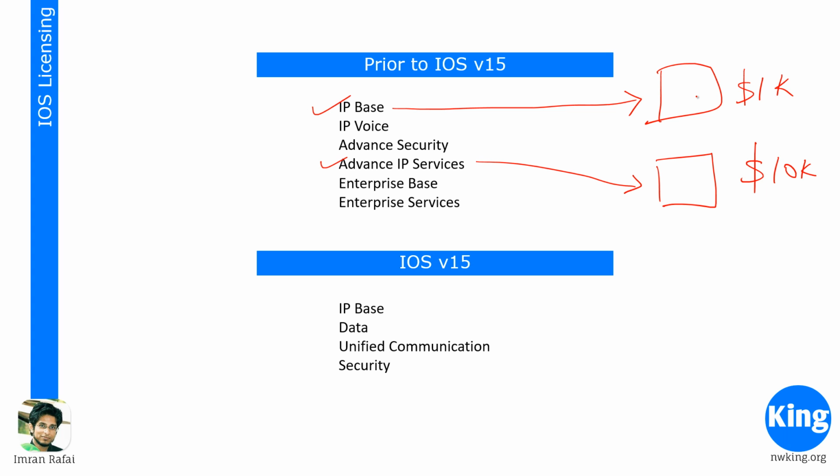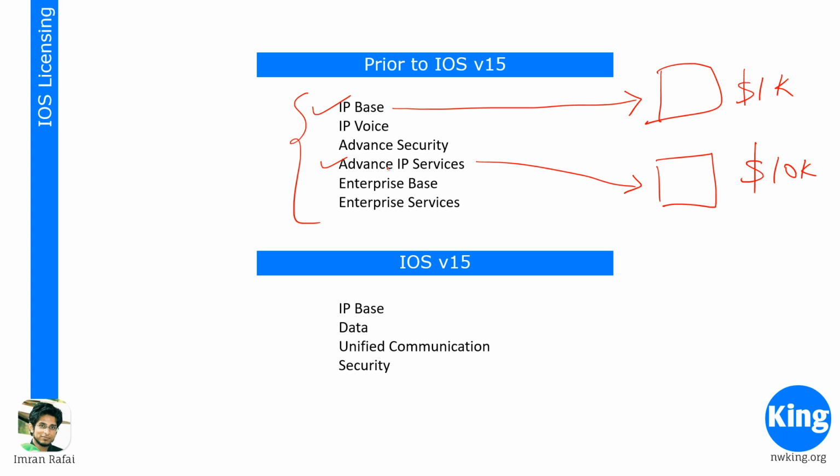Now, if you remember from the old versions, like I showed you a while ago, IOS versions 12.4 had different operating systems. So you had the advanced security. So these are the different versions, right? And you could tell that by looking at the operating system name. So it would say IP Base, or it would say Advanced IP Services, like the one we saw earlier, ADV IP Services, or ENT Base, ENT Services, Advanced Security, right?